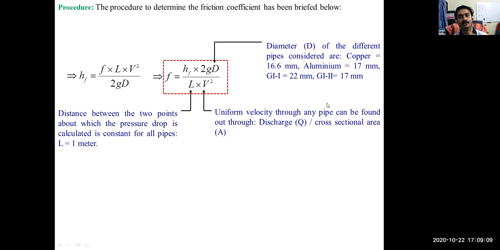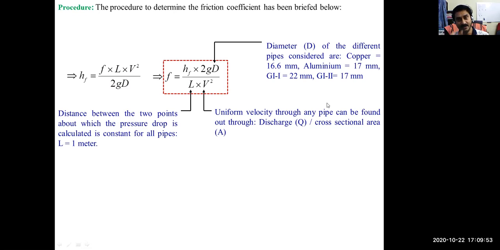I've already told you that there is a discharge tank. How will you find out the discharge? How will you find out the velocity? Velocity is to be found in that particular pipe in which you are trying to find the loss. There are 4 pipes. Suppose you want to find the loss in the copper pipe. You will make the fluid flow through the copper pipe, and as the fluid is flowing through it, you will try to know the discharge for this particular copper pipe.